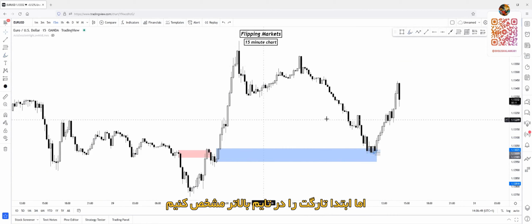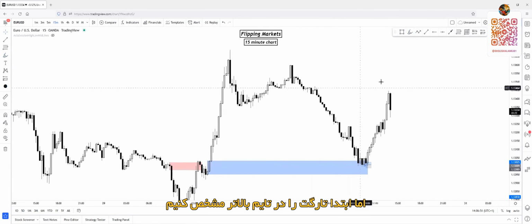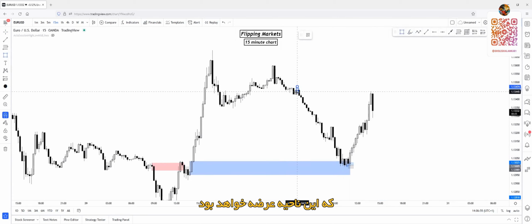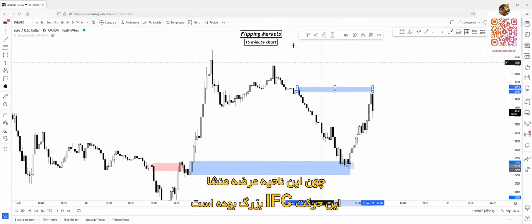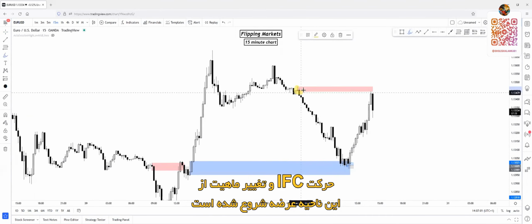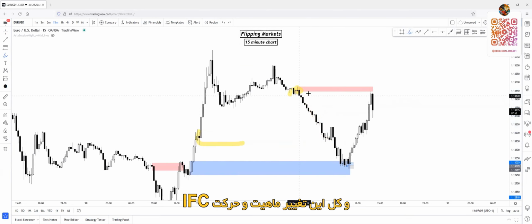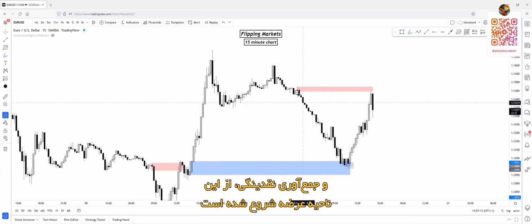But first, let's mark our higher time frame target, which will be this supply zone right here, because this supply zone started the whole inefficient movement. As you can see, from this supply zone started the inefficient movement and the change of character, because this was the last demand zone, and price changed character here on this line, and the whole change of character and the inefficient movement and the liquidity sweep from this region happened from this supply zone.